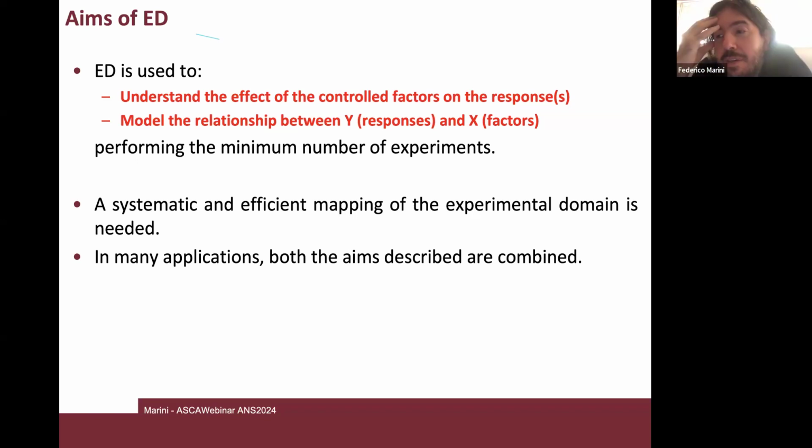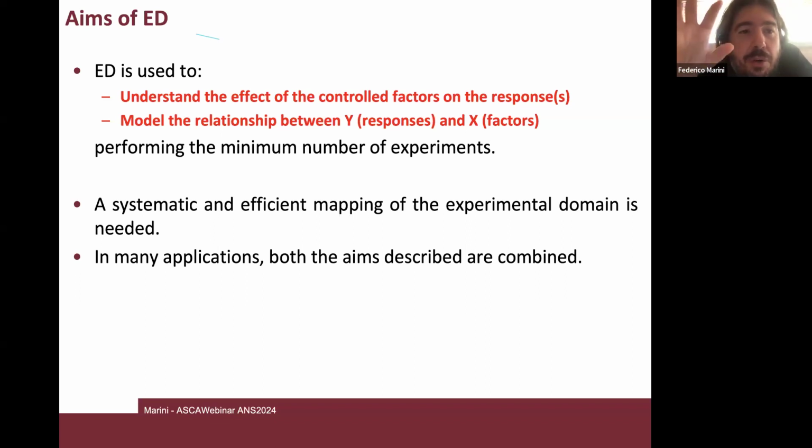If I may invest time, money, experiment, resources to get a higher number of experiments, probably I can even have enough degrees of freedom, in case I deem some of these effects to be significant, to try to model this effect in a quantitative way. So to try to model the relationship between the responses that I am monitoring and the factors that I am controlling.